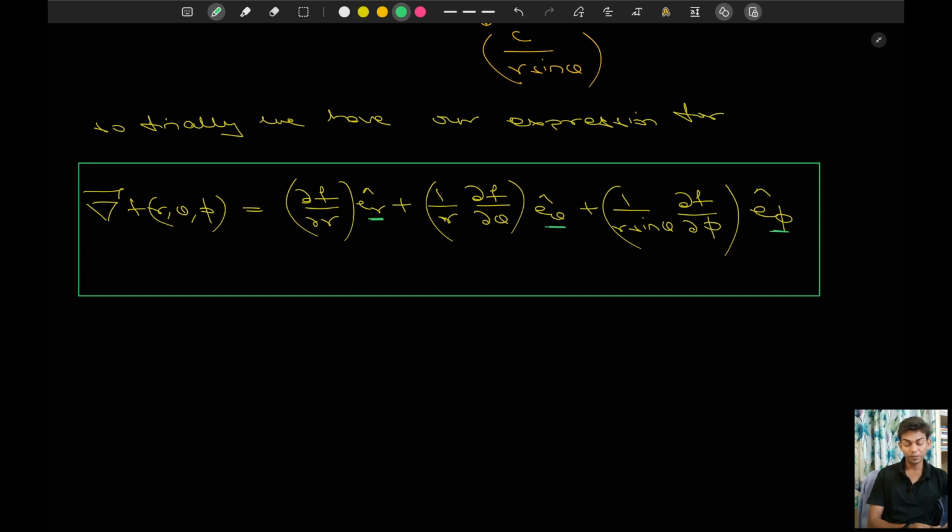So let me summarize this for you. What we have done is that we used the expression for Cartesian gradient, that is df by dx ex plus df by dy ey plus df by dz ez, and we have just plugged in the expressions that we derived in lecture number 2 and lecture number 3, to get the final expression for gradient in spherical polar coordinates. Already this video is getting long, so I will stop here.